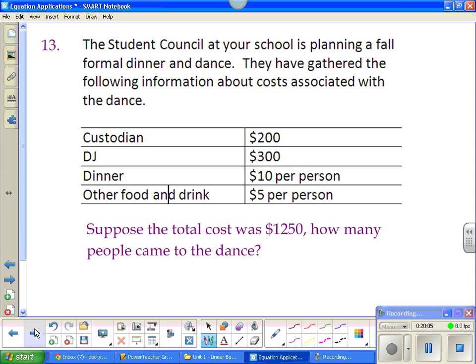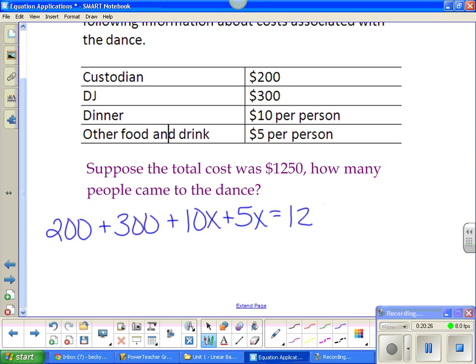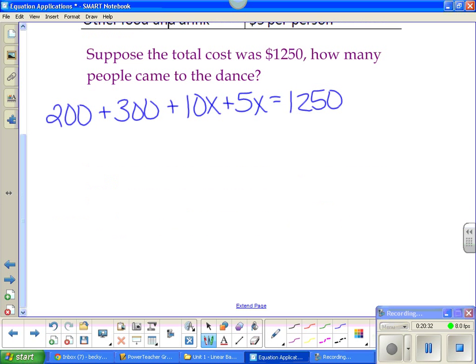How many people came to the dance? So let's think about this. The custodian was $200 flat. It doesn't matter how many people were there. The DJ was $300 flat. It doesn't matter how many people were there. But the dinner was $10 per person, so he gets an X. And the other food and drink is $5 per person. So this represents my cost. And then they told me that we spent $1,250 on the dance. So now all I have to do is solve this for X, and it's going to tell me how many people were there.